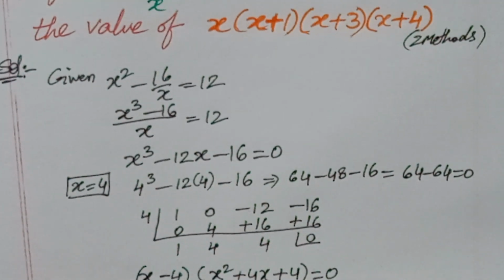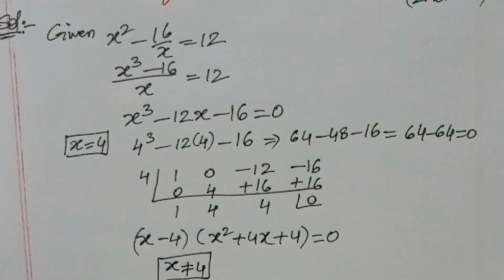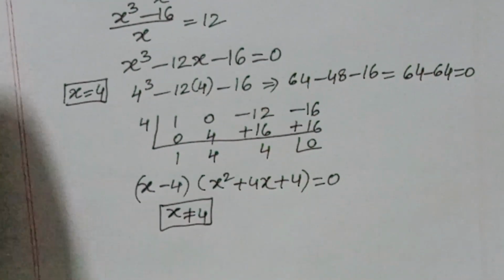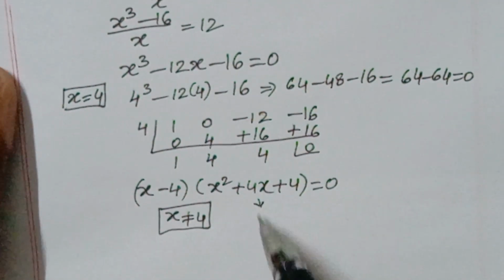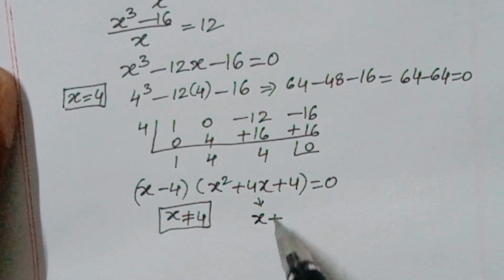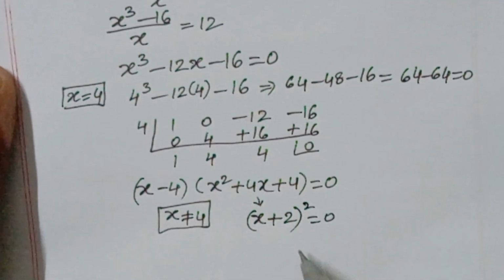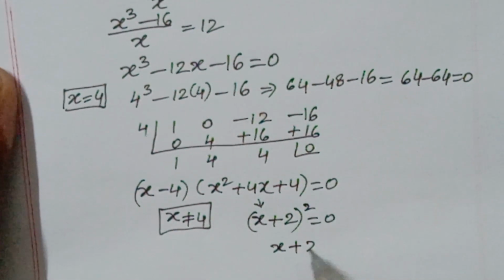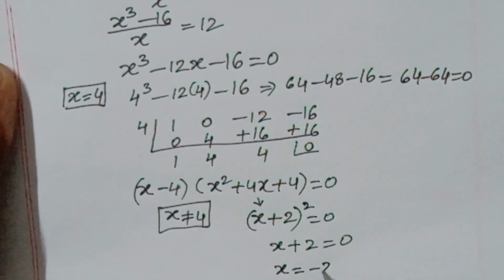So here given x is not equal to 4. In the problem it is given that x is not equal to 4. So the second one can be written as x plus 2 whole square equal to 0. X plus 2 equal to 0. X is equal to minus 2.